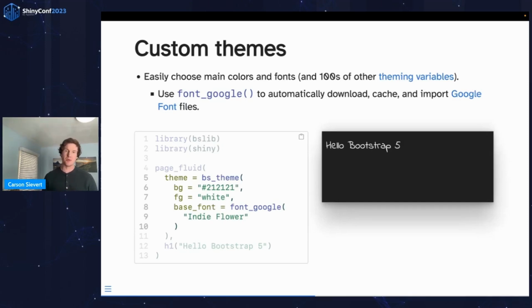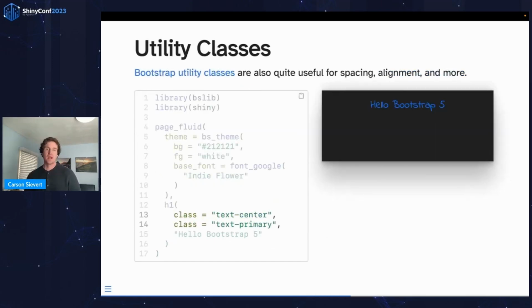through Bootstrap. And if you've ever worked with custom fonts, you may have noticed this font Google function, which makes custom fonts a lot easier, where it can automatically download, cache, and import Google font files for you. And so that's in a nutshell how to do theming on the page level.